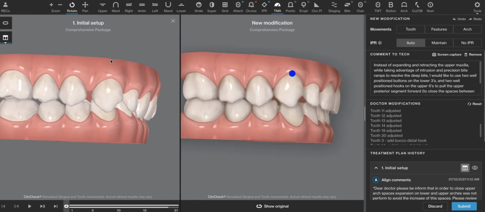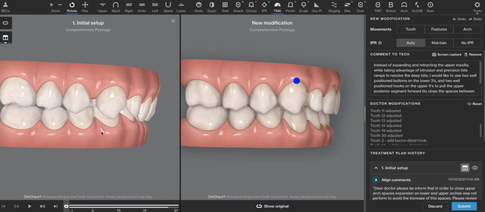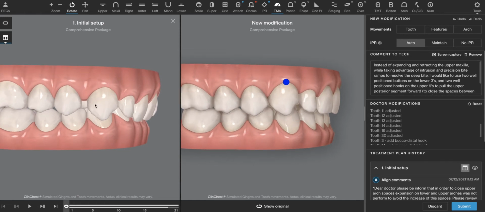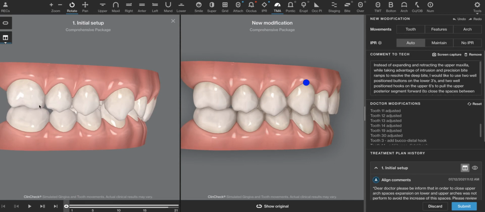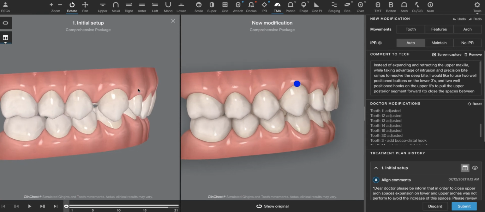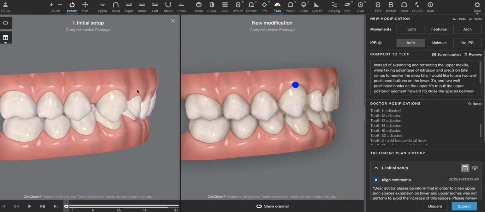Let's take a look at this view again. Under the initial setup, this is the patient's current state. If we want to close this space, we have two different ways of doing that. So let's just start with the upper. We can advance the posterior segment anteriorly. That would, in essence, make the class 2 relationship worse. Or we can take the anterior segment and push it distally, not changing the slightly class 2 molar relationship. Or we can do a combination of the two. Let's come back to it.